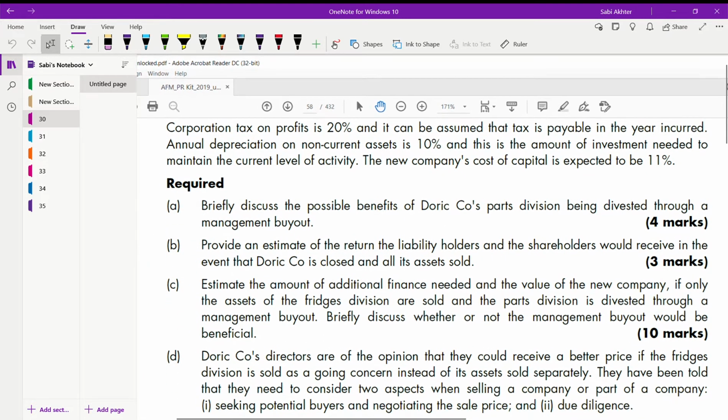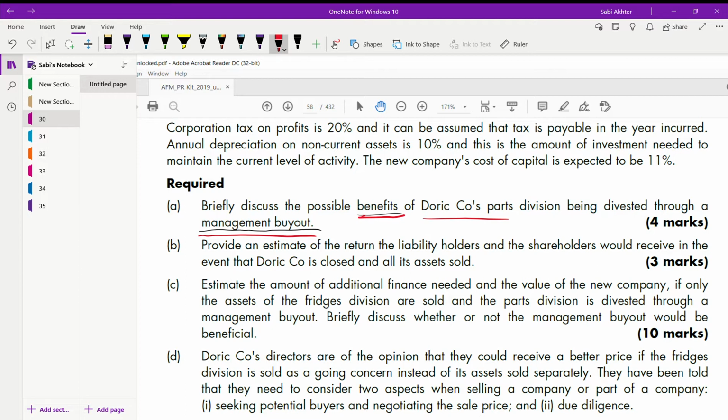Here you can see part A. They asked to discuss the possible benefits of the Doric's part division being divested through a management buyout. Can you see this? Benefits of management buyout. Some division has been divested. How? Through management buyout. Management buyout means it has been sold off to their current managers.